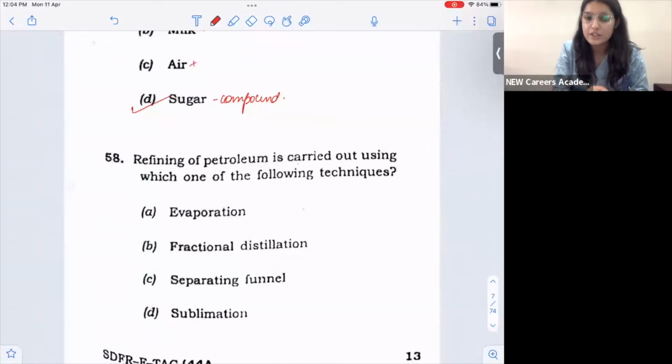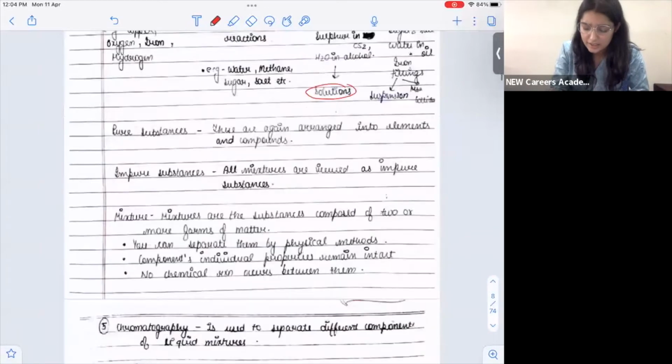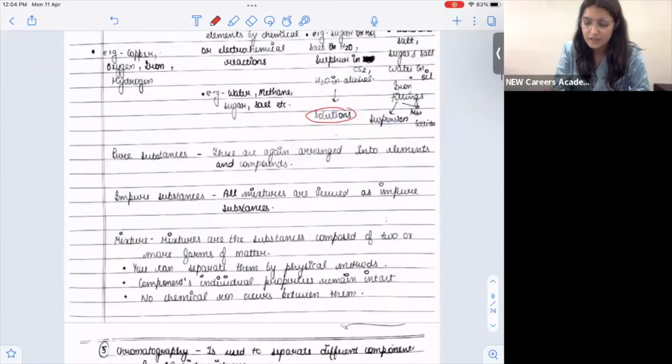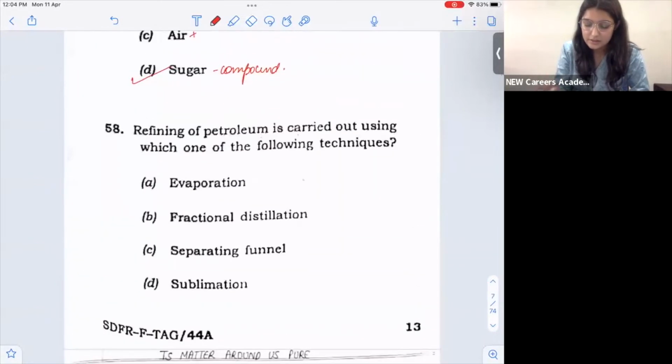The next question, refining of petroleum is carried out by which one of the following techniques? Again, direct question. So distillation is the answer. Distillation is used to separate different fractions from petroleum products. So correct answer is option B, fractional distillation.